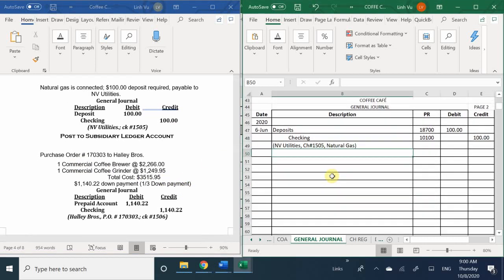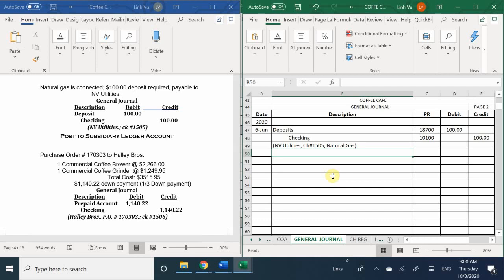This was a coffee brewer and grinder from Haley Bros, and it requires a down payment. One third down payment. So let's look at this scenario.